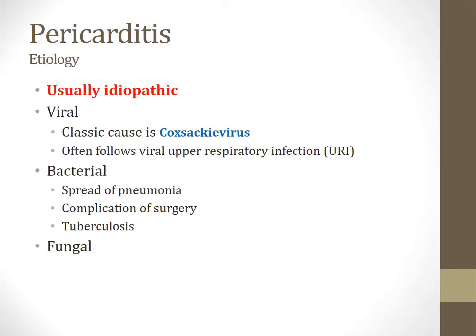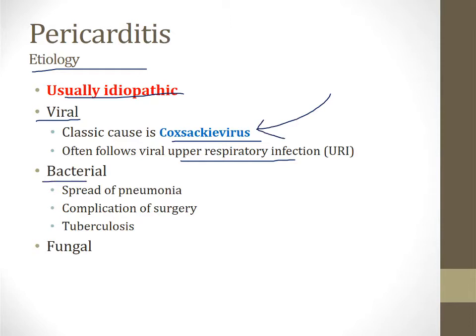There are a number of potential etiologies for pericarditis. Most cases are idiopathic with no clear cause determined. In this situation, we usually presume it's viral, but we don't have a definite diagnosis of the virus that caused the condition. Viral pericarditis is also common. The classic virus to cause this is Coxsackie virus. Often the pericarditis follows an upper respiratory tract infection, so the patient has a cough and a sore throat, and a week or two later develops pericarditis. That's a classic history of a patient with viral pericarditis, most likely from Coxsackie virus.